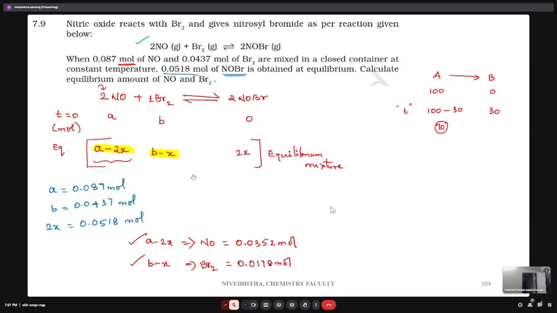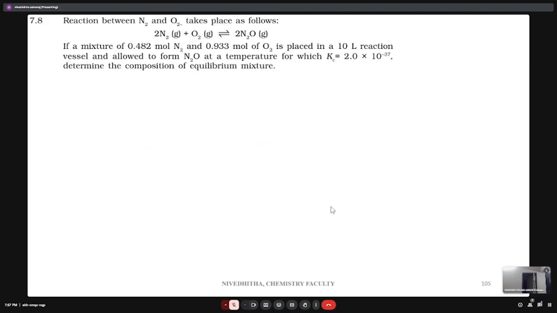So shall we move on to the next question? Sharmila, Bhumika, Pushkan, shall we? Yes, ma'am. Okay. Any doubt till now? No, ma'am. Okay, fine. Now, next question. The reaction between nitrogen and oxygen takes place as follows. Here is the equation. Could you please tell me whether this is a balanced one?